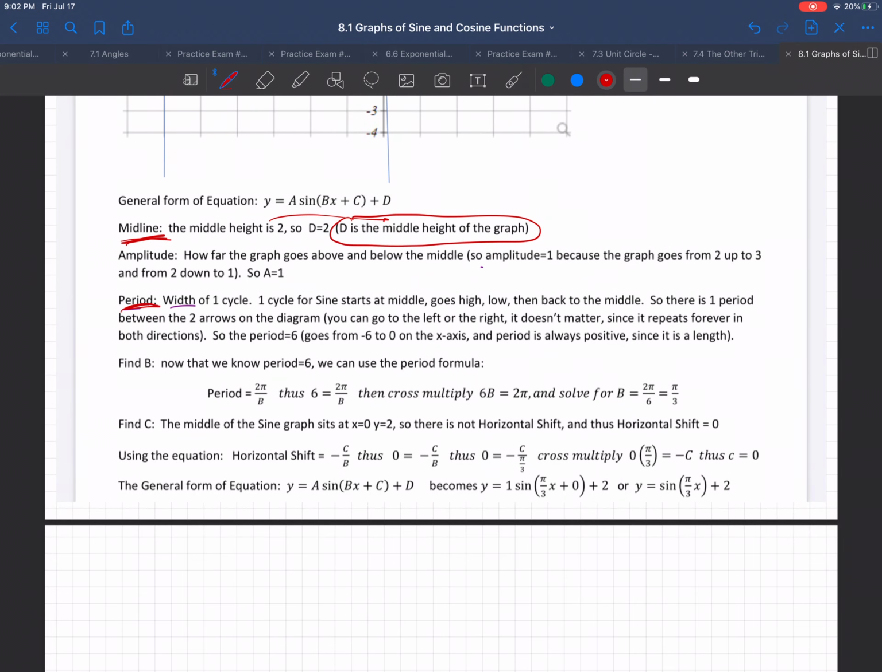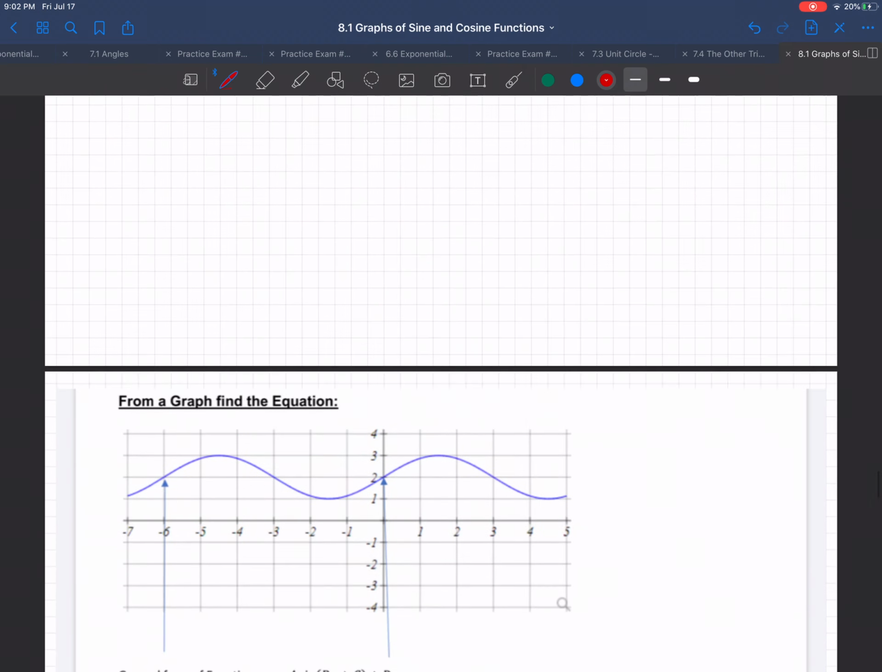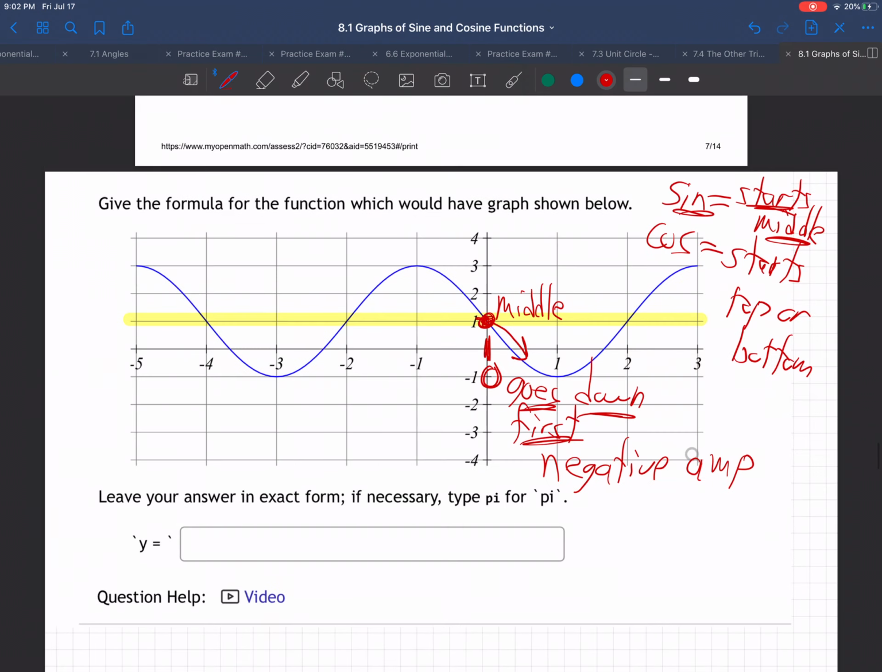Well, we've got to find the period, which is the width of one cycle. So let's go back to our graph and look at the width of one cycle. So this graph starts in the middle, goes down, goes up, comes back to the middle. There's one cycle, but that goes beyond the edge of my graph. I don't know exactly where that's at. I could guess, but I'd rather not. How about I just go the other way? That's also one cycle, isn't it? So let's do that. It doesn't matter which way you go.